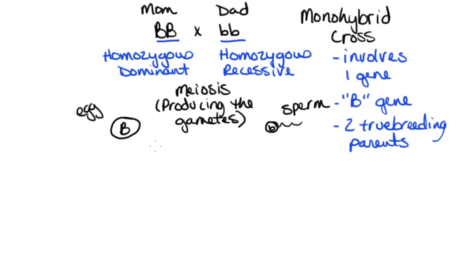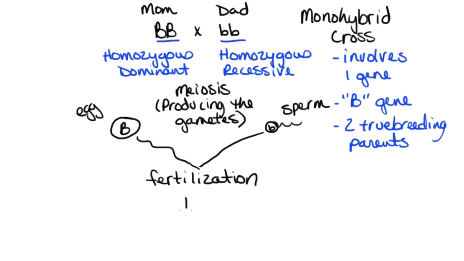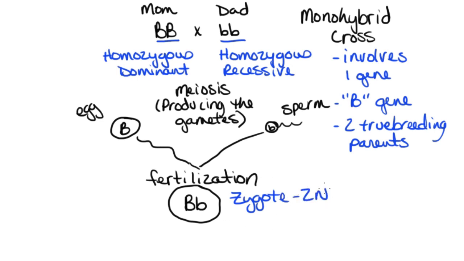Now the next thing is fertilization. We're going to get both of these combining together through the process of fertilization. That will result in fusing those two together so that we get a single cell that contains whatever was in the egg and whatever was in the sperm. And that is now what we call the zygote. The zygote is diploid, so it's got two alleles in it, and in this example, it is going to be heterozygous.